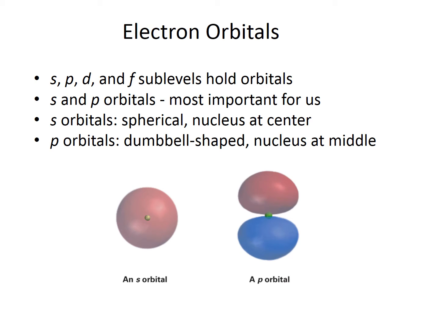The electrons in various orbitals have different shapes. Their wave functions have different shapes. So S orbitals have this spherical shape here. P orbitals have this double-lobed shape. The D and F orbitals are important in chemistry, but in organic chemistry, we're talking about first and second period elements primarily. And so the S and P orbitals are what we're most concerned with.